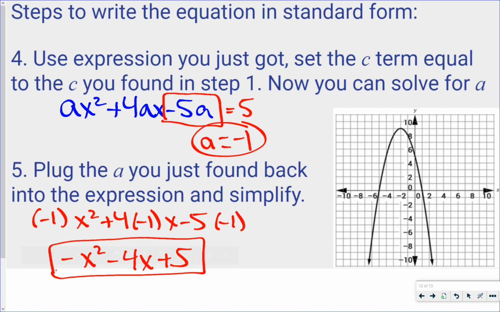Okay? I am asking you to do 2 problems tonight. Okay? 2 of them. The first one, I give you the equation. I want you to find the pieces and graph it. The second one, I'm giving you the graph. I want you to tell me the equation. Okay?